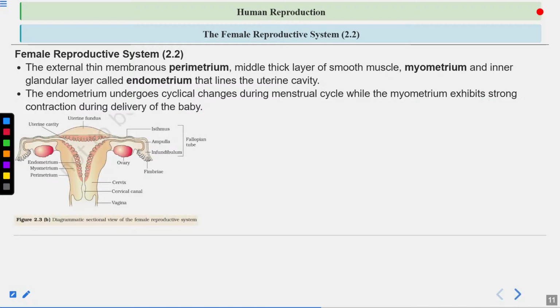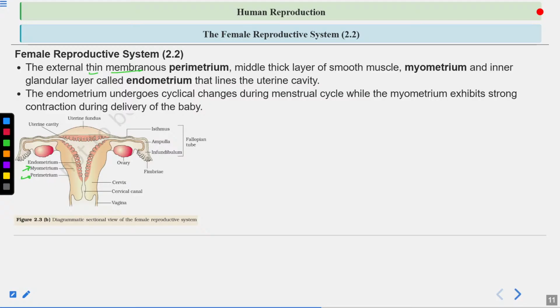Here you can see these are different parts of the wall of the uterus. The outermost layer, the external layer, is known as the perimetrium. It is quite thin and membranous. Then the middle one is known as the myometrium, which is made up of smooth muscles. This exhibits contraction during childbirth. This contraction is basically due to release of the hormone oxytocin.